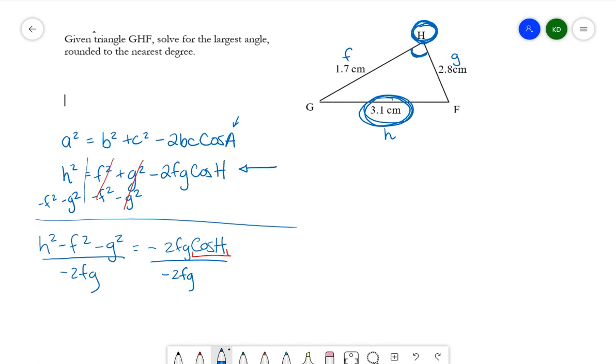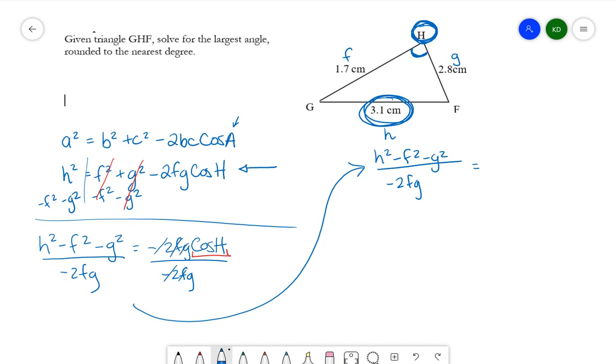On the left, this is now going to create an equation of h squared minus f squared minus g squared, all divided by negative 2fg, equals, on the right side, all of this stuff is canceling, and now I'm just left with cos of h. And now I'm ready to put my numbers in. So h is 3.1, so we'll have 3.1 squared minus 1.7 squared minus 2.8 squared divided by negative 2 multiplied by f, which is 1.7, multiplied by g, which is 2.8. And this will equal cos of h.